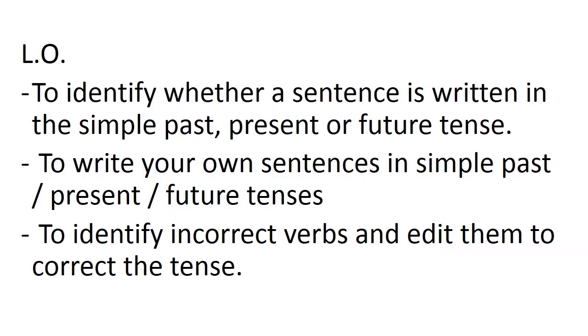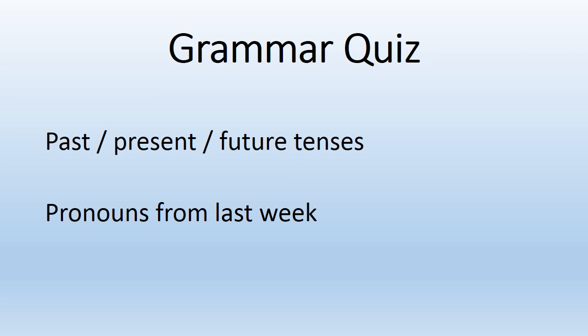So to recap, the three things we're looking at this week is to identify whether a sentence is written in the past, present or future tense, to be able to write our own sentences using them, and just like in that last section there, to be able to identify where things are written in the wrong tense and to be able to correct them. Now, all three of those are important because they will come up in the grammar quiz on Friday. And this Friday, we'll be looking at the new work on the past, present and future tenses, plus we're going to be thinking back to the pronouns from last week.